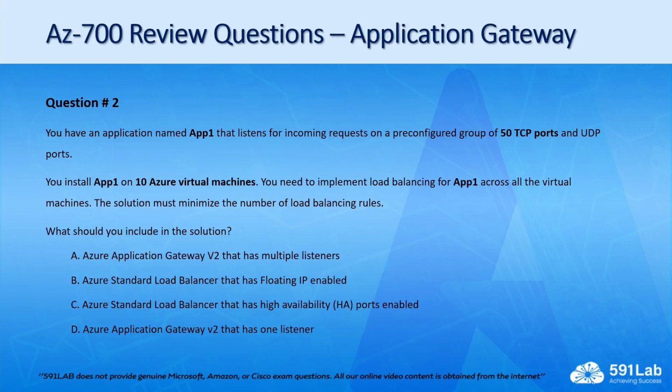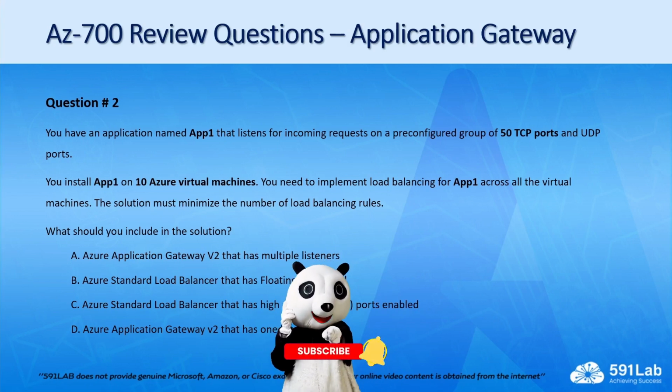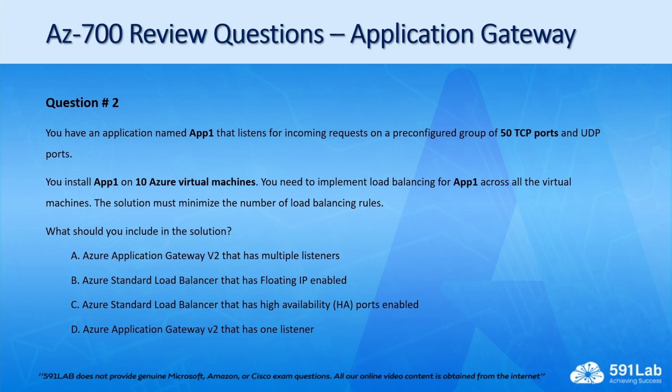You have an application named App1 that listens for incoming requests on a pre-configured group of 50 TCP and UDP ports. Basically it says we have one application named App1, and App1 is listening for incoming requests, with a pre-configured group of 50 TCP ports. The next part of the question says you install App1 on 10 virtual machines. So we have 10 virtual machines where we have installed App1.